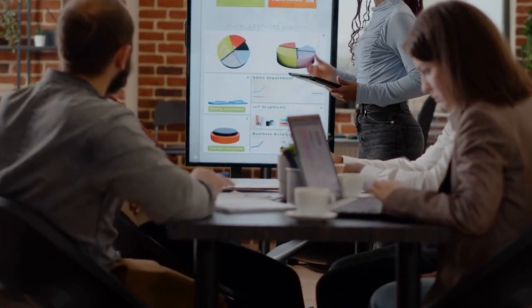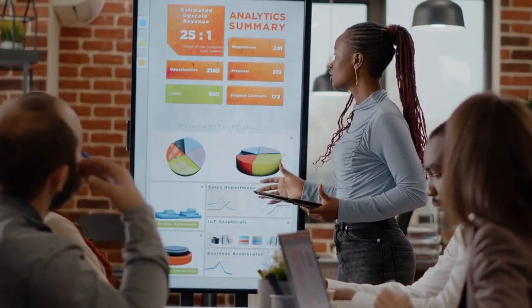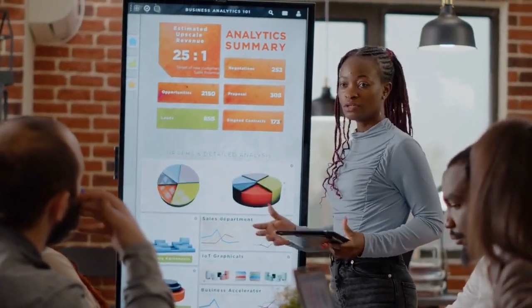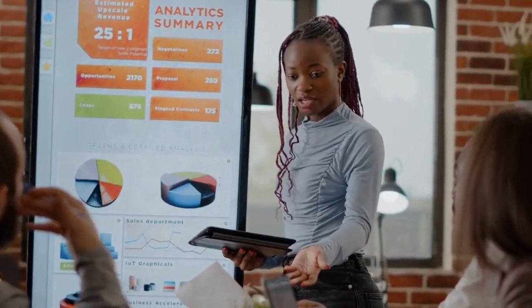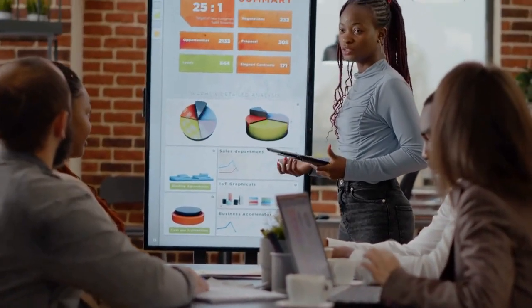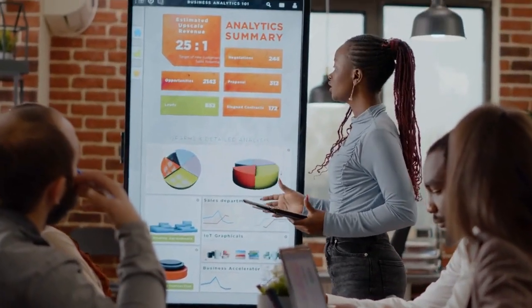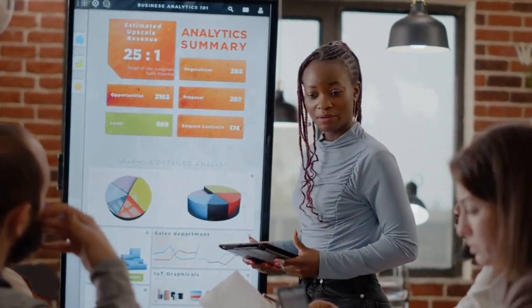Some common techniques include creating histograms and scatterplots to visualize the distribution and relationships of data points, calculating summary statistics like mean, median, and standard deviation to describe the central tendency and dispersion of the data, and identifying correlations and trends using techniques like regression analysis.